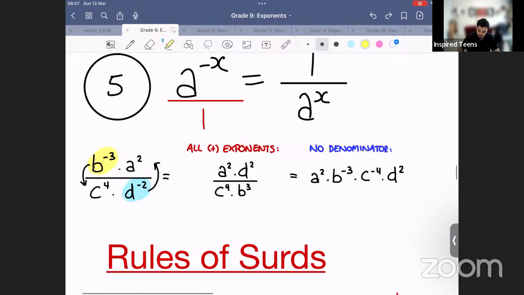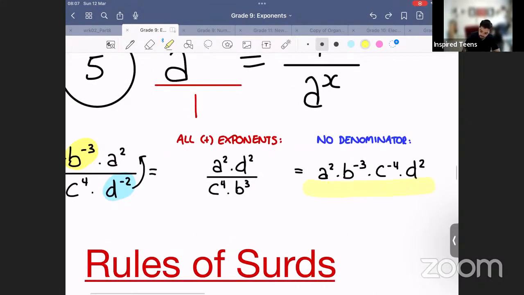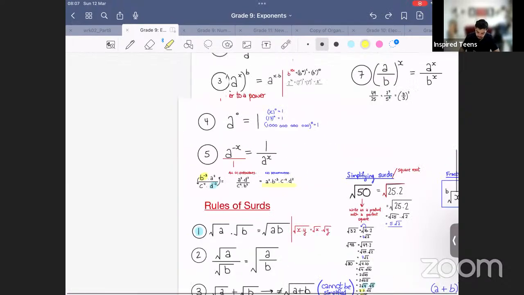Alternatively, if you don't want the denominator, you can just take them all to the top. Remember, for example, these are positive in the bottom, so when they go to the top, they'll become negative. So that's two ways of expressing it.